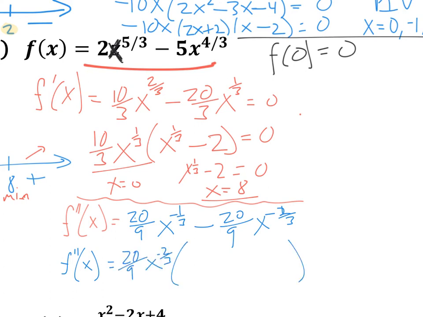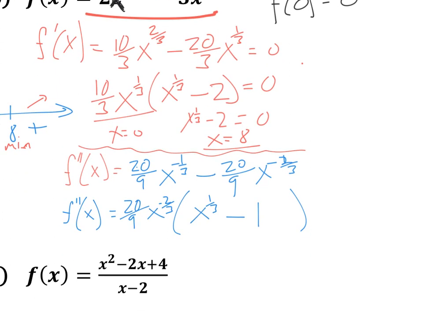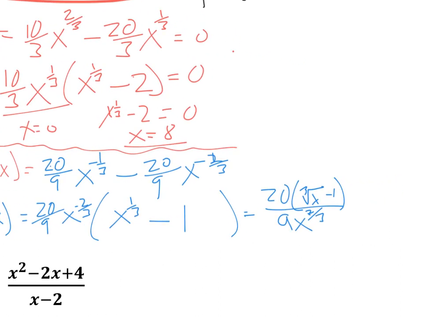When we pull out 2/9 x to the negative 2/3, that's going to leave a 1 x to the 1/3 and a minus 1. All right, there you go. That's not too bad. So if we clean that up, one more step, we're going to get something along this line. And there's our second derivative. Now set this equal to 0, and we have some possible inflection points.